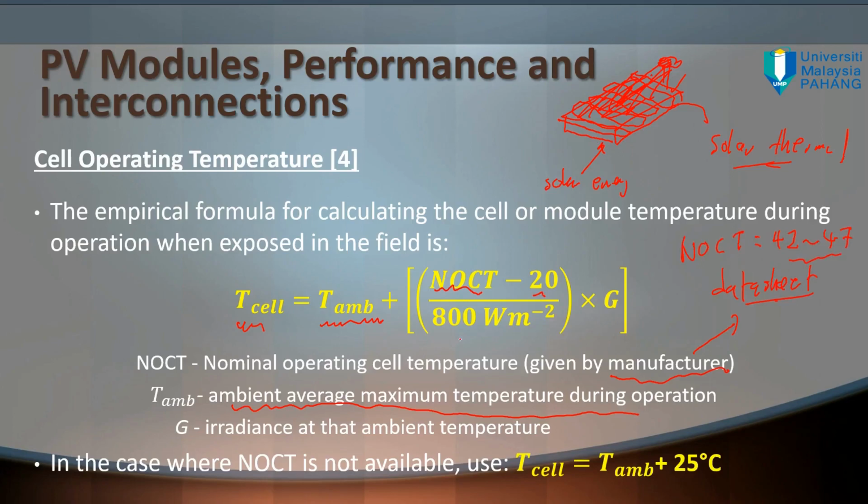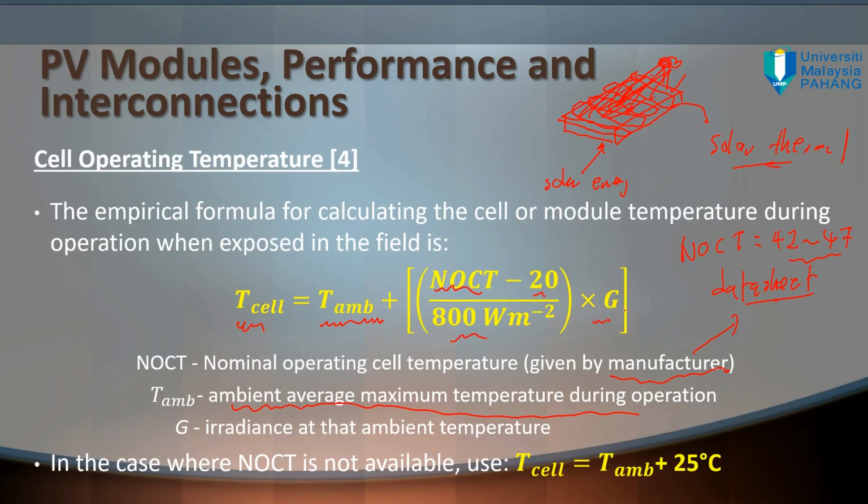Minus 20 over 800 watt per square meter. Don't ask me where the 20 and 800 come from. It's fixed already, so just know this. I don't need to know the root cause of this equation. It's a waste of time. We have the equation, we just use it.